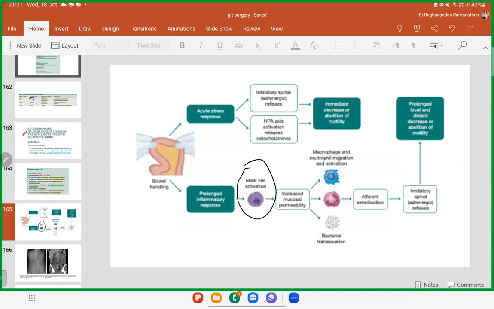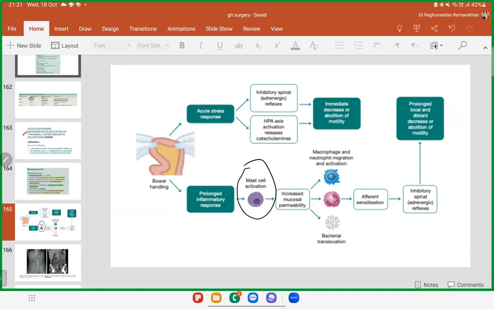Bowel handling is going to lead to two types of response: either an acute stress response or a chronic prolonged inflammatory response. In the acute stress response, inhibitory signals are released through the adrenergic reflex, and your HPA axis activates catecholamines. All these cause an immediate decrease or absence of motility. So that is one pathway.